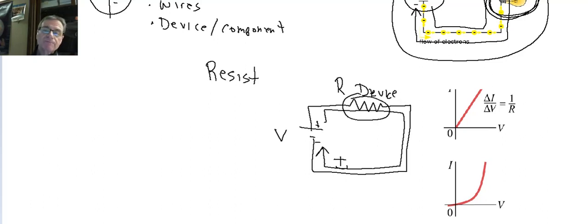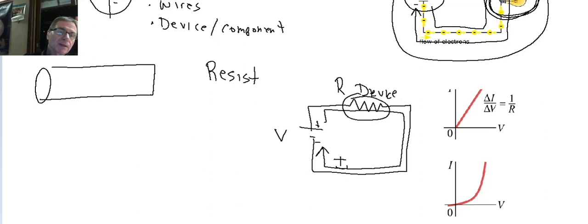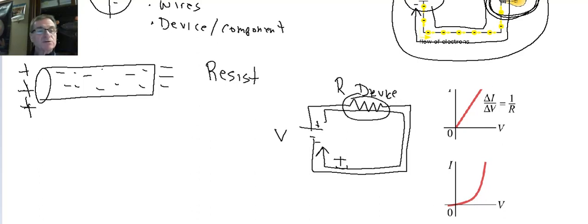So if we look at, again, our wire, and we've got all these electrons in our wire, right? If I set up an electric field, these electrons are going to flow to the left towards the positive part of the wire, or the positive part of the electric field. Okay. The stronger our electric field, the faster our electrons are going to flow.